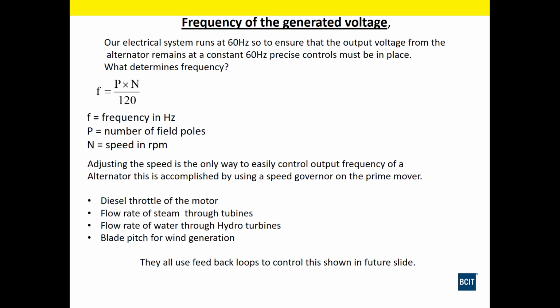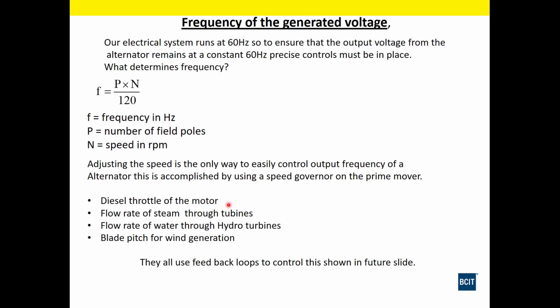Or if we wanted to know what the RPM of a motor was, we use a transposed version of the same formula. Right now with the alternator, we want to be able to control the frequency. So F is our frequency, and the only way we can control frequency on an existing operating alternator is to adjust the speed of the prime mover. Adjusting the speed is the only easy way to control the frequency of the alternator. How that's done is we have speed governors on our prime mover.